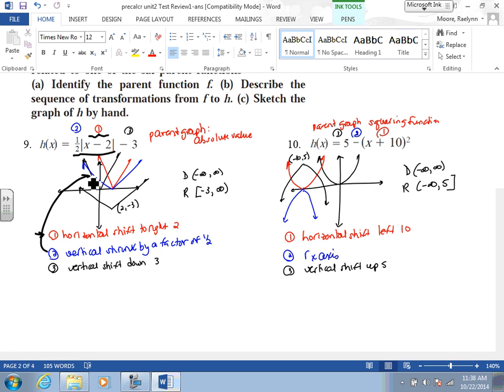And the last thing is the -3. So you're taking a vertical shift down 3. It's a good idea to keep track of your vertex point. You started at (0, 0). You move to the right 2, so you were (2, 0). Then you move down 3, so you're (2, -3). So if you're going to check this in your calculator, that's a good point to check. (2, -3).